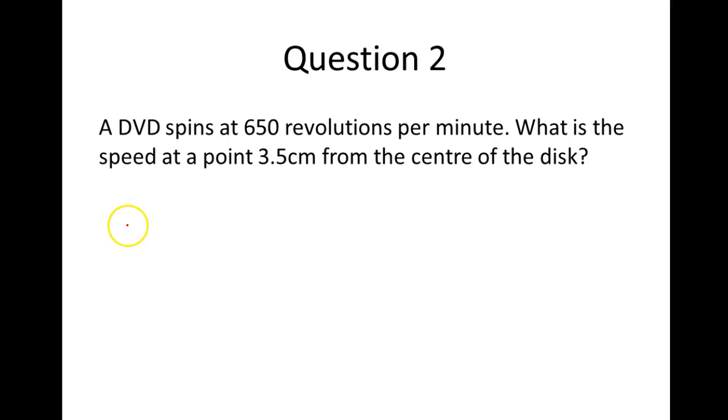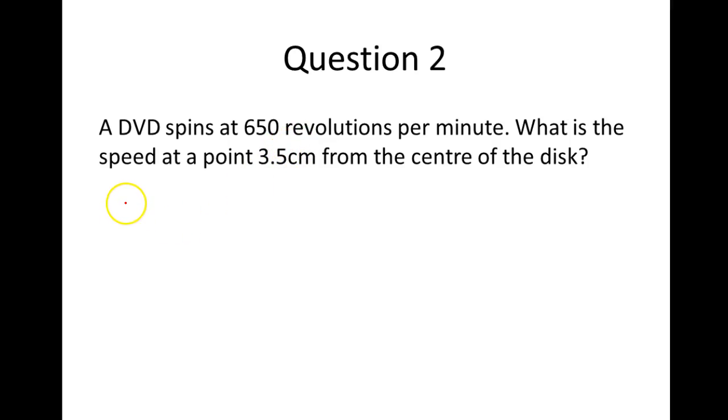Alright, for the second question, we've got a DVD spinning at 650 revolutions per minute. So we want to find what the speed is at a point 3.5 centimeters from the center of the disc. So first of all, we want to find the angular velocity in radians per second.